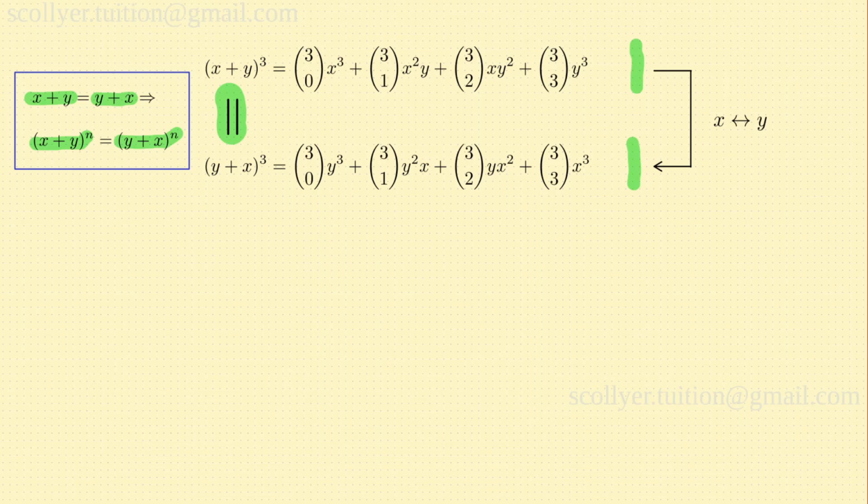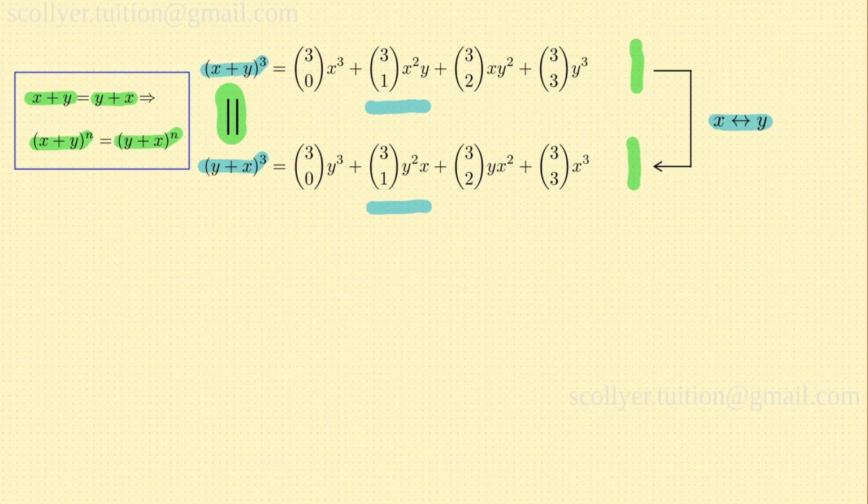Now, note that we can turn the expansion for x plus y cubed into that of y plus x cubed by swapping the roles of x and y, by replacing x with y and y with x wherever they appear. So, for example, the first term, 3 choose 1 x squared y, turns into 3 choose 1 y squared x.